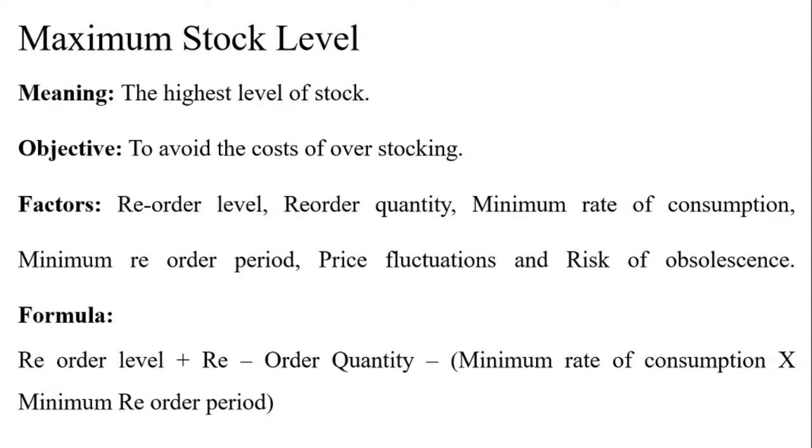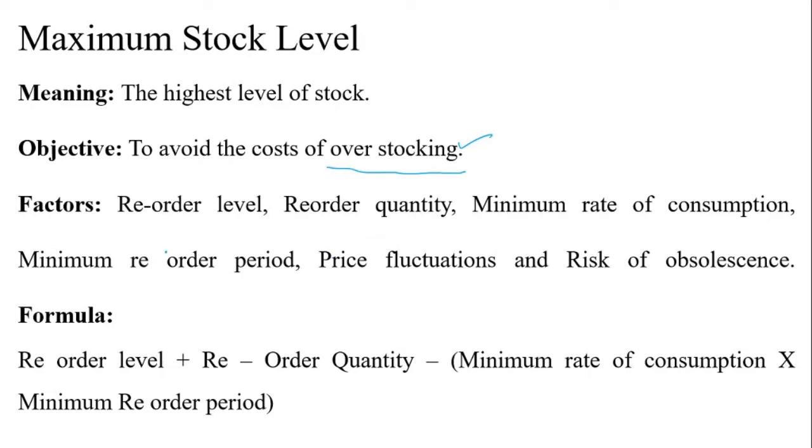This is the largest quantity. If the firm holds more material than that, it leads to overstocking. That is the reason why we need to avoid the cost of overstocking and fix a maximum stock level. The objective behind fixing the maximum stock level is simply to avoid overstocking. How to avoid overstocking? Very simple: to see that the stores do not exceed the maximum stock level, so that we can achieve the objective of avoiding the cost of overstocking.